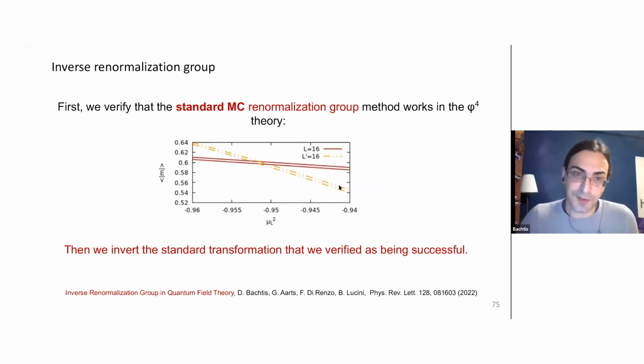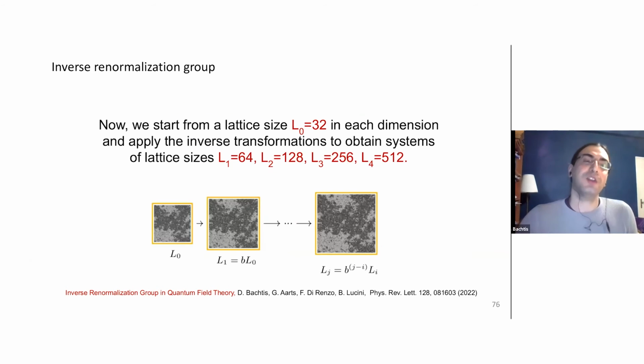Now that we have verified that the standard renormalization group method works in the system, we can invert this successful renormalization group transformation using exactly the procedure that I described before, with the transposed convolutions. So what we do now is we start from a lattice size of L equals 32 in its dimension and apply the inverse transformations to obtain systems of lattice size 64, 128, 256, and 512. So we never have to simulate these systems, we only have to simulate the original lattice size.